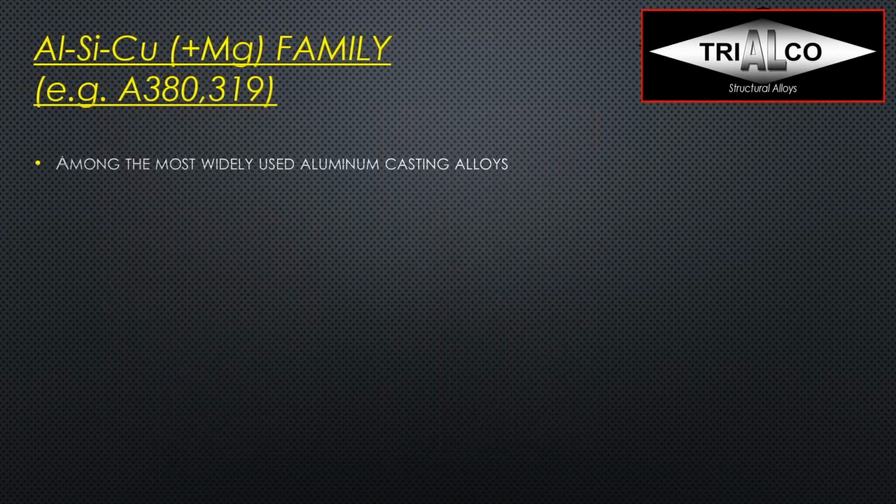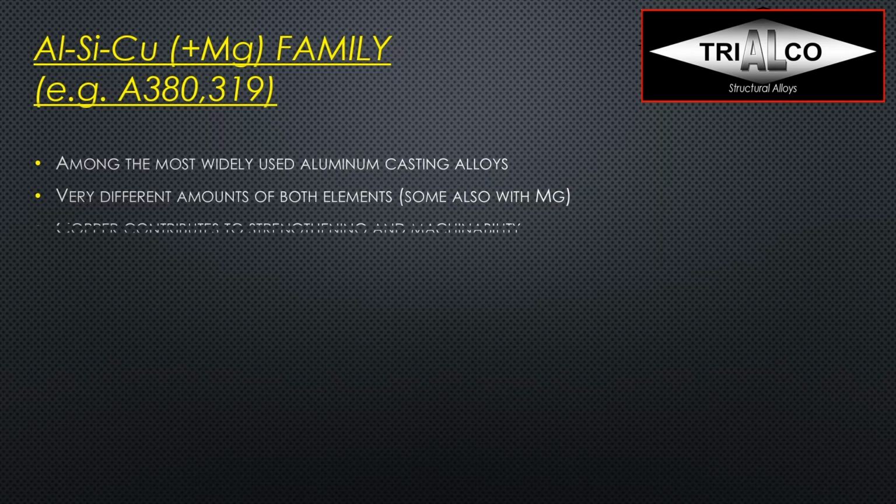So now let's have a look at the aluminum, silicon, copper, and some magnesium family. So that means the A380, the most common foundry alloy, the die casting alloy, and the 319 alloy. They are among the most widely used aluminum casting alloys. In fact, they represent probably easily 2/3 of the total foundry alloy market in North America. There are very different amounts of both elements, and some also contain some magnesium.